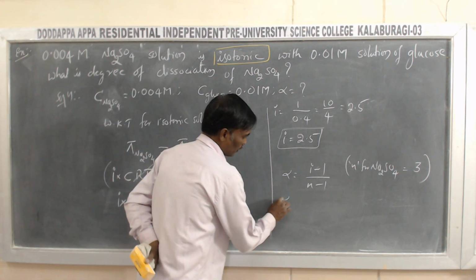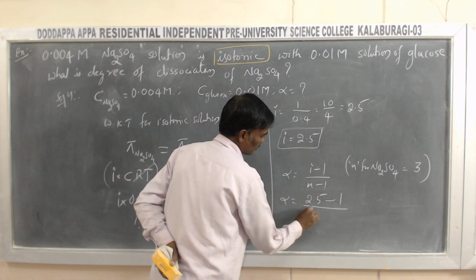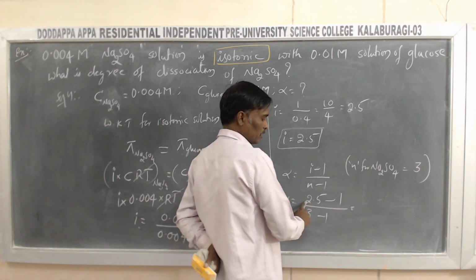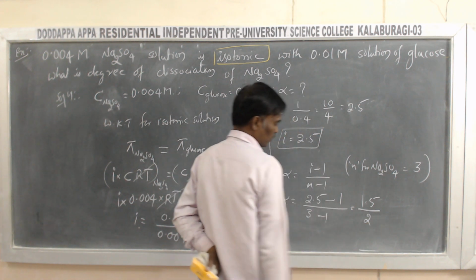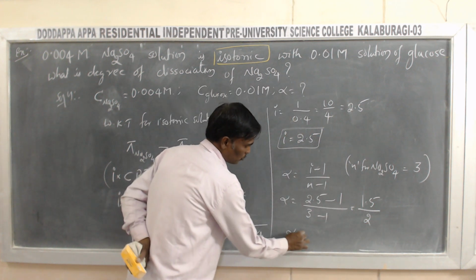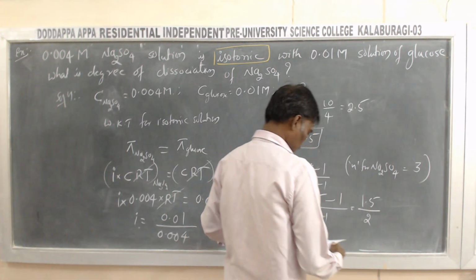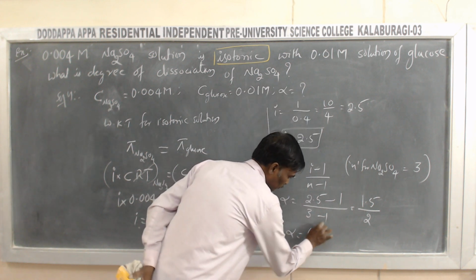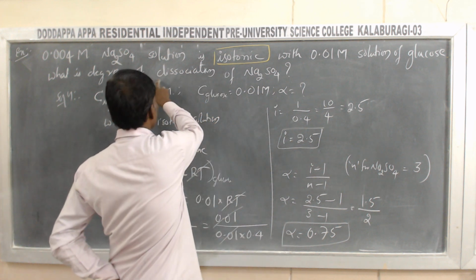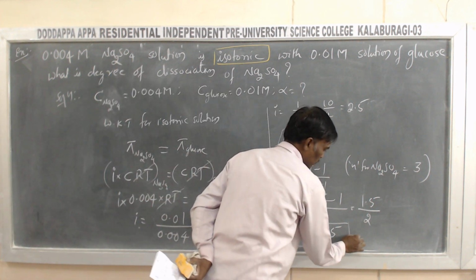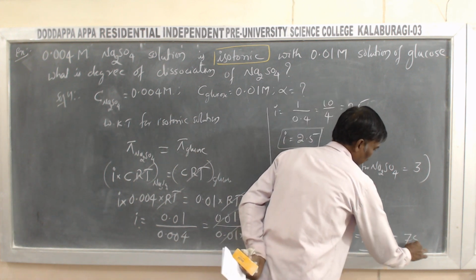Therefore alpha is equal to the i value 2.5 minus 1, divided by n, which is 3, minus 1. In the numerator, 2.5 minus 1, 1.5 remains. In the denominator, 3 minus 1 is 2. Then alpha is 1.5 divided by 2, so you get 0.75. This is the degree of dissociation.